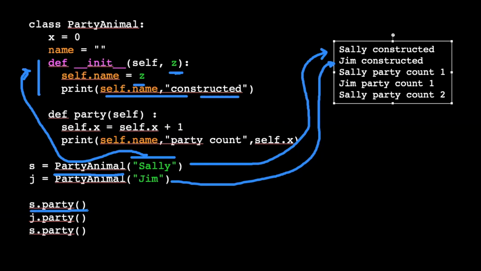And s.party is Sully party count 1, because self.party actually prints count and self.x. So this gives you 1, because self.x is 1. At some point, s.party gets called again, and then you have party 2, party 1. So it increments it. But J is completely separate from S. So J has his own X, so to speak, in there. Does it make sense?